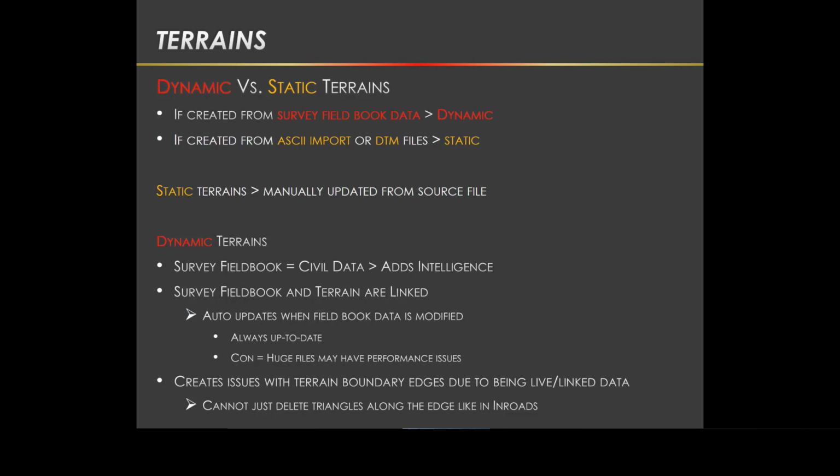So the DTMs we created in En-ROADS were, I would classify them as less than static. So they were totally detached from our survey data. All that static means is that you manually need to update the terrain from the source file. With dynamic terrains and a survey field book, you are working with civil data, which adds intelligence, and the field book and the terrain are linked. So when you modify your field book data, the terrain modifies dynamically on the fly.